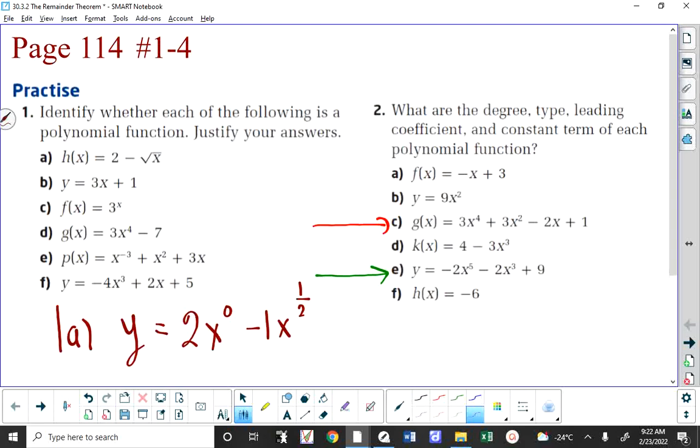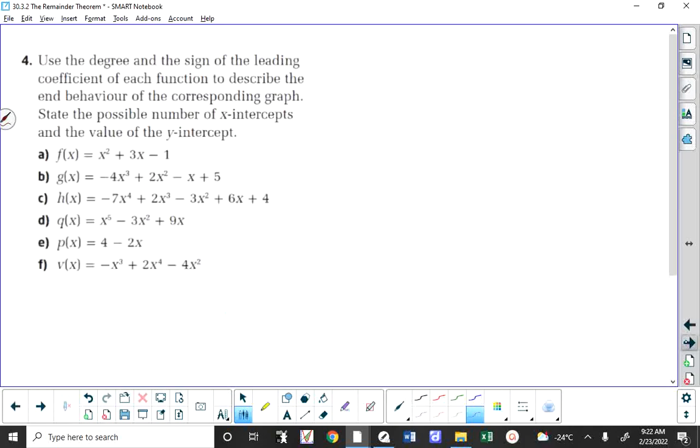Any other questions? All right, so we're going to move on today and look at something called the remainder theorem.